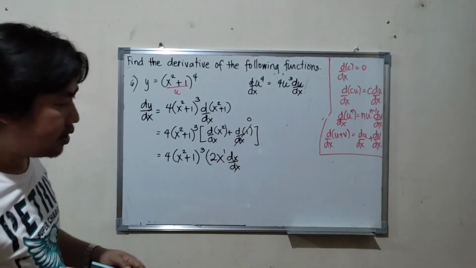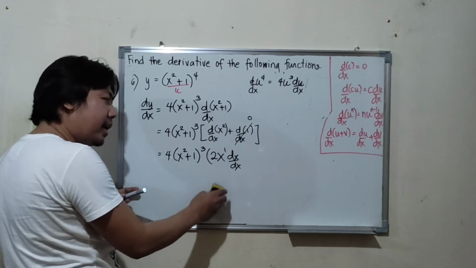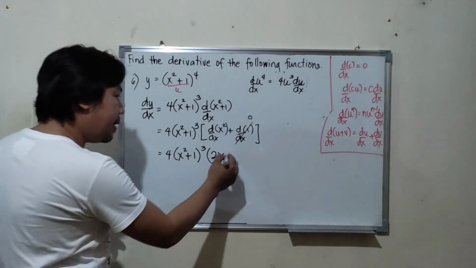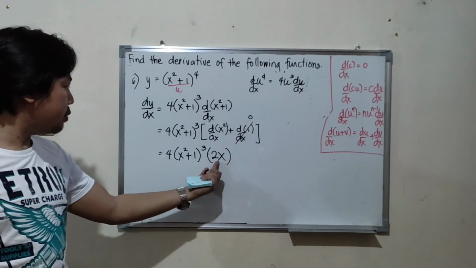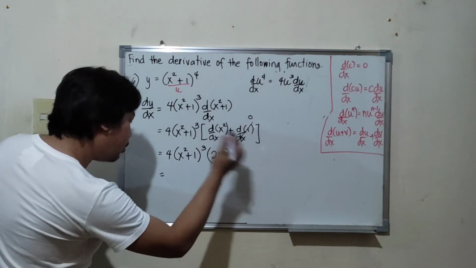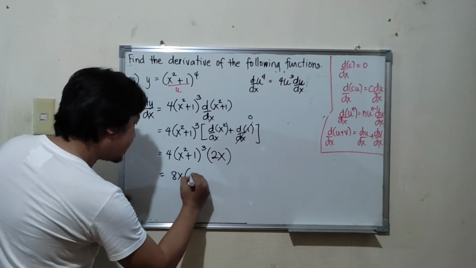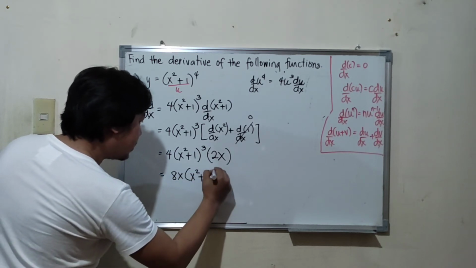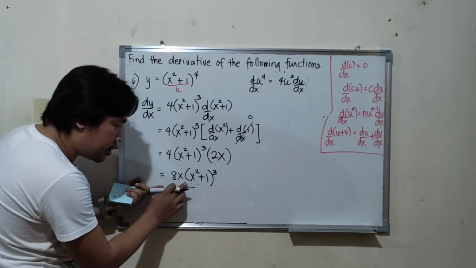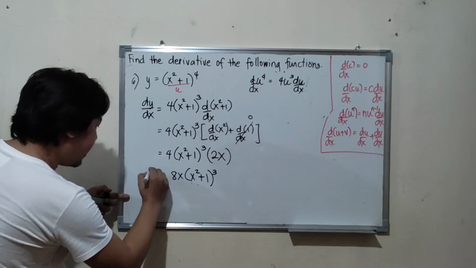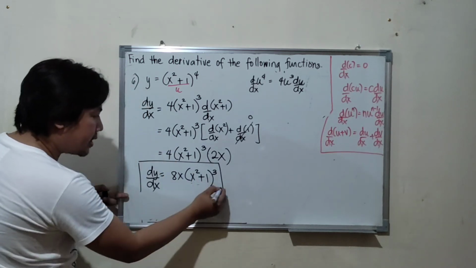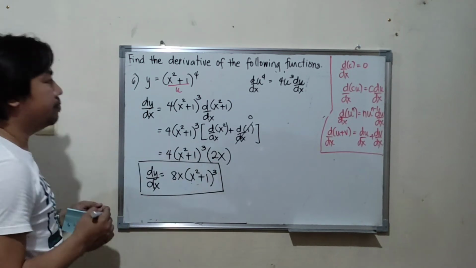Okay? So, again, pwede na natin hindi isulat yan. Derivative of x with respect to x, tsaka itong 1. Okay? So, 2x na lang. So, ngayon, simplify na natin. So, just multiply 4 and 2x. So, we have 4 times 2x, so that is equal to 8x times x squared plus 1 cubed. So, hindi pwedeng i-distribute ito dahil meron tayong cube na exponent. Okay, so ito na yung final answer natin. So, final answer, derivative of y with respect to x is 8x times x squared plus 1 cubed.